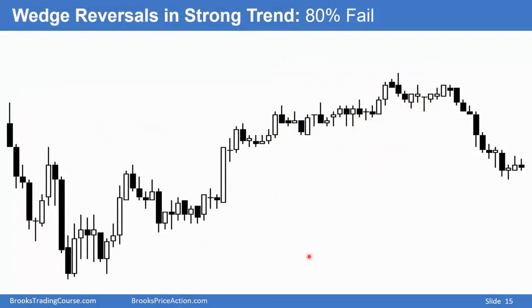Again, 80% rule. If you're in a strong trend, 80% of reversal attempts will fail to reverse the market, and they'll become flags and the trend will continue.